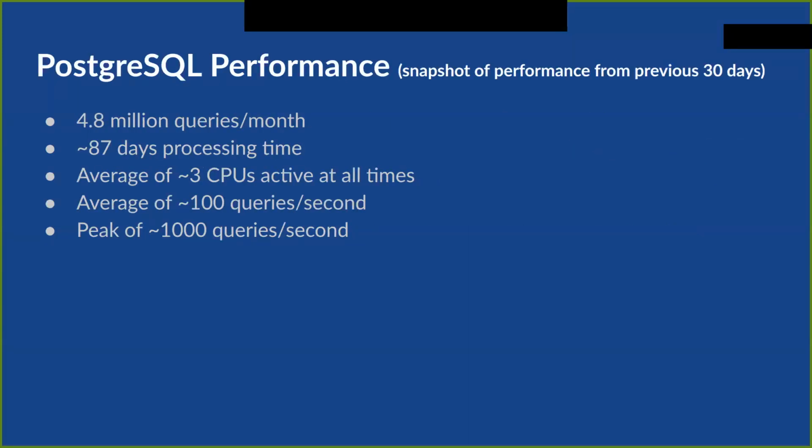In terms of overall database performance, this is from October data. We process around 4.8 million queries a month. The primary database server serves about 87 days of processing time in that month. So it roughly has 3 CPUs active all the time on average.